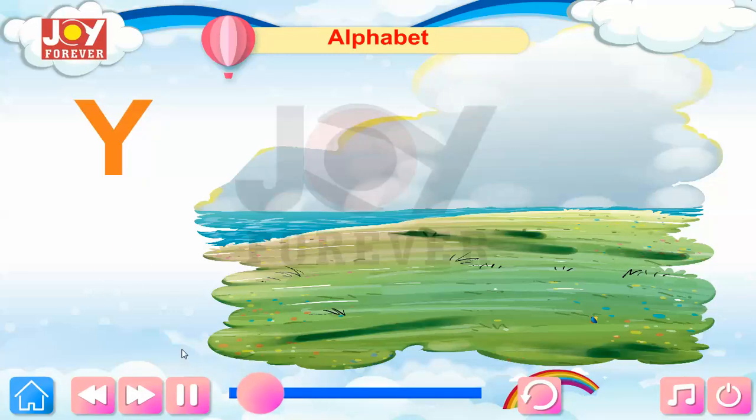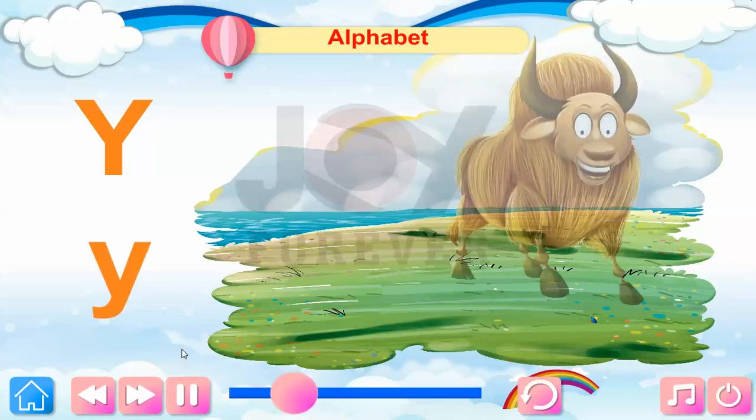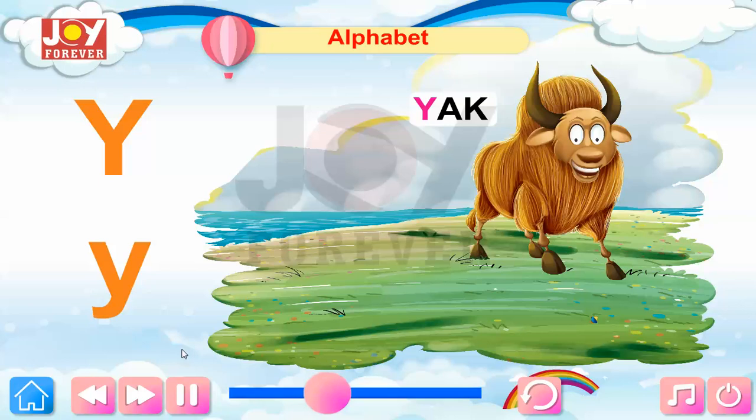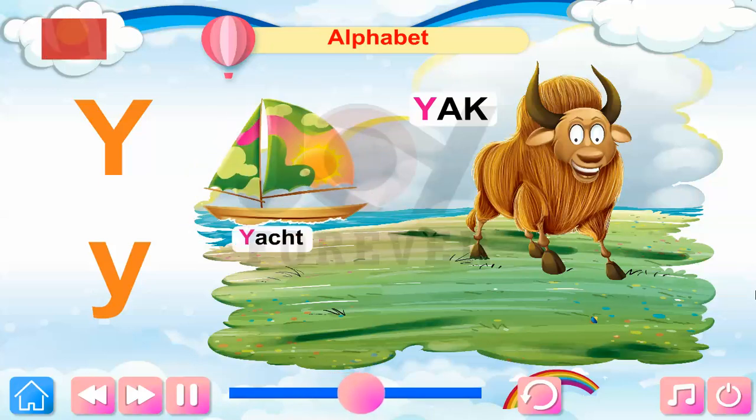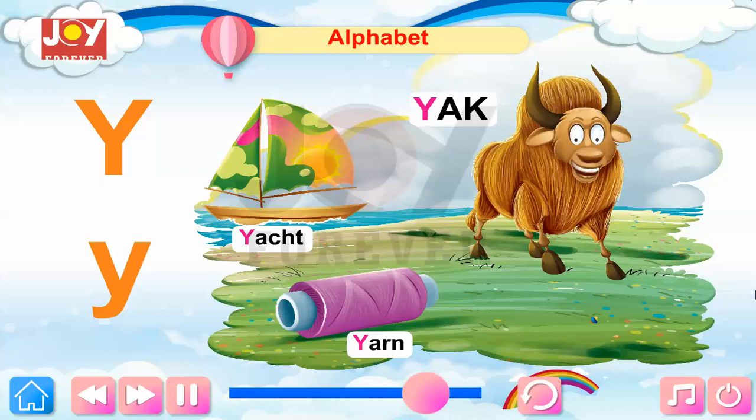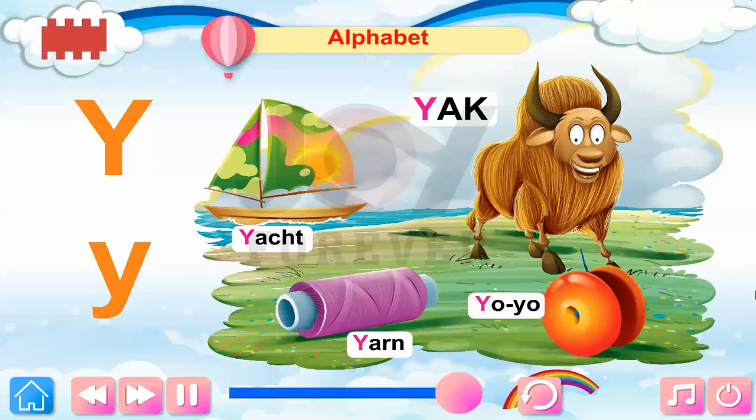Capital Y, small y. Y for yak. Y for yacht. Y for yarn. Y for yo-yo.